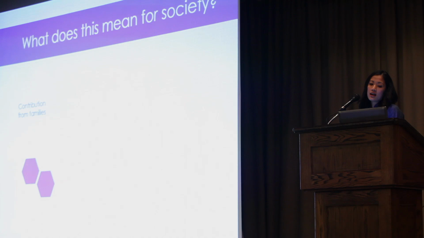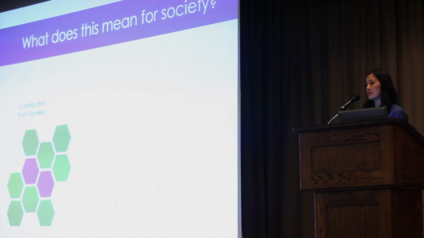And lastly, what does this mean for society? I've talked about the contributing factor and the impact for direct families, where I will meet with them, give them the results, and talk about what it means and next steps. But for the majority of families, the results come back and they're normal or they're uncertain.